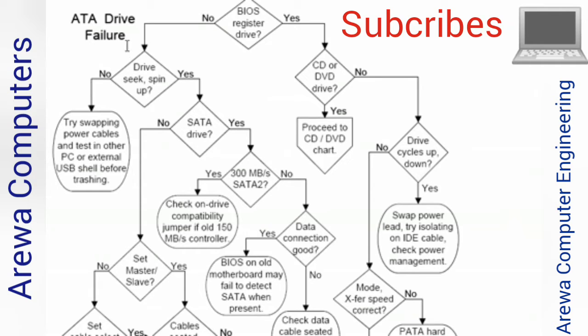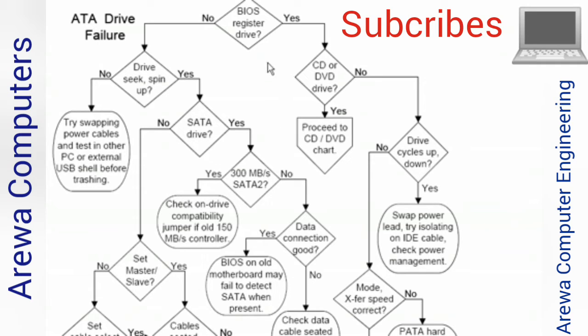Now, the reason it's ATA drive failure and not IDE drive failure or SATA drive failure is they're all referring to the same thing. The basic drive type is an ATA drive, AT attached. And this particular flowchart does in fact cover parallel IDE drives and serial ATA drives. There's actually very little difference between troubleshooting the two. It's mainly a different type of cable with a few minor exceptions.